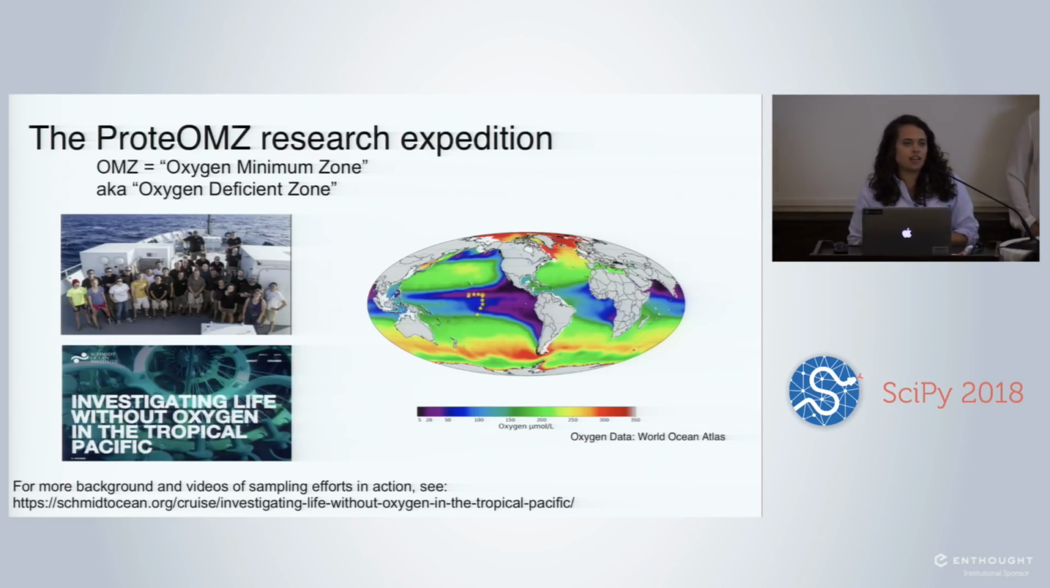We're going to be showing you data today from a specific research expedition called the ProteOMZ expedition. We studied proteins in a region of the ocean called the oxygen minimum zone. These regions are really cool because they're basically places where the system is nearly anoxic. They can provide us with a picture of the past ocean, since we think the ancient ocean was largely anoxic. But they also provide us a picture of the future ocean, since we think these oxygen minimum zones are growing as a result of climate change.